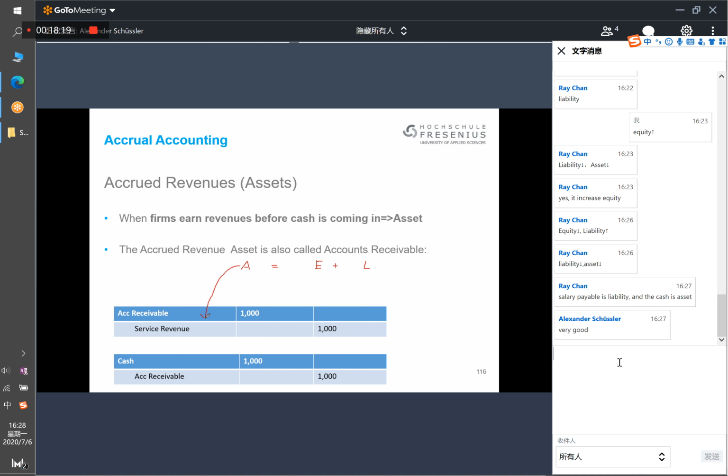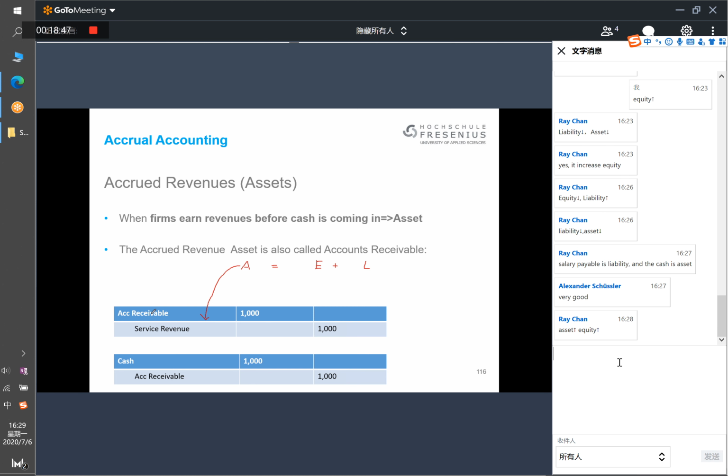Which elements of our accounting equation are affected here in the first instance? First journal entry, when the firm records revenue and records an account receivable. Account receivable, is it an asset? Is it equity? Is it a liability? What do you think? Asset up, equity up. Good.